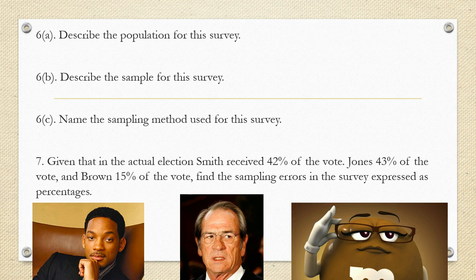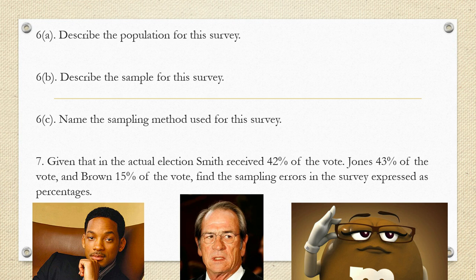6C, name the sampling method used in this survey. Now the sampling method in this one, if you look back at that problem, it says that 680 people were randomly called, and so we know we have some sort of random sampling here. Now the question is, did they stratify it? Did they put everybody into separate groups? No, they did not. So it's not going to be a stratified sampling. Basically, everybody got put into a big pot. We stirred it up, and we picked out 680 people. So this would be considered a simple random sampling.